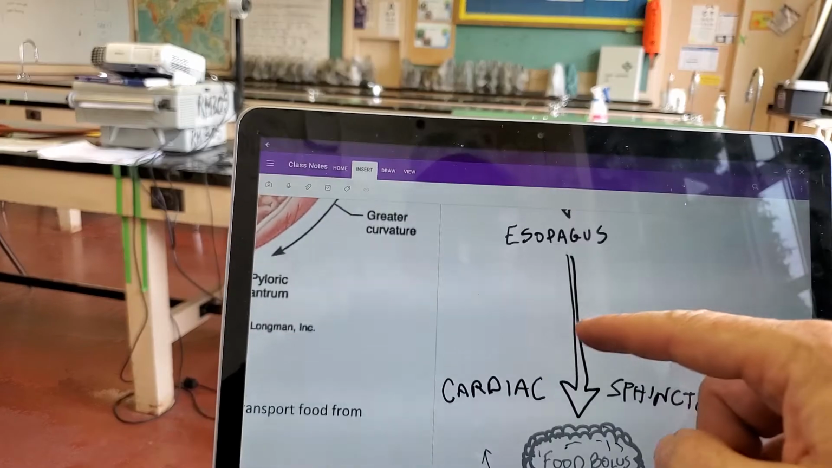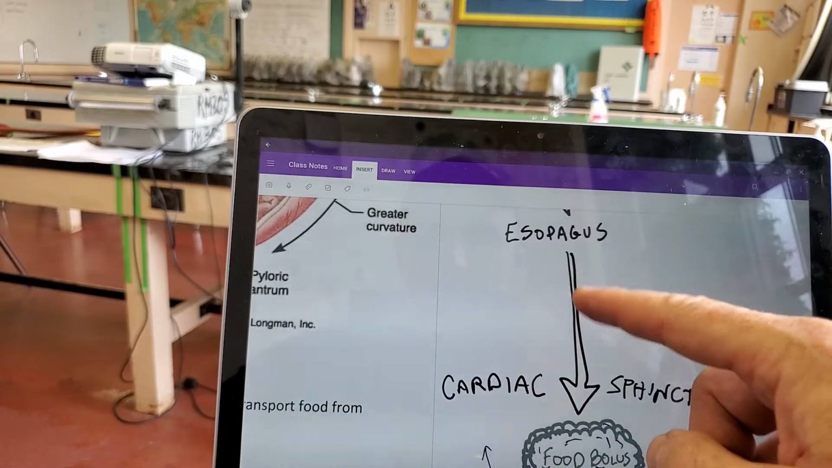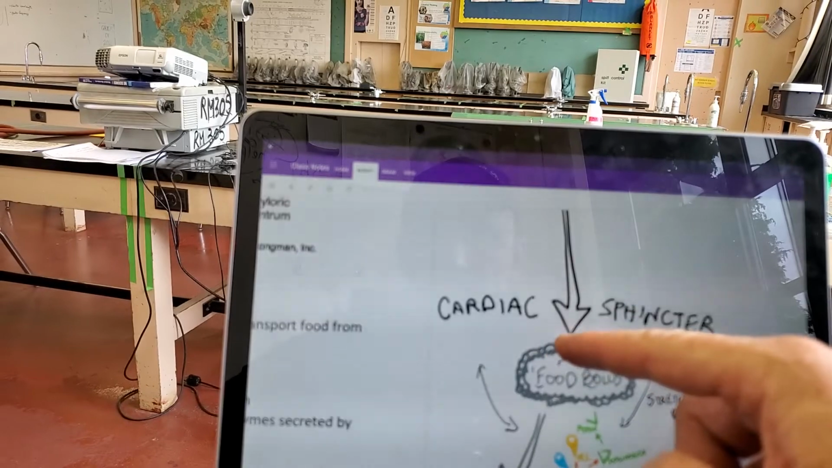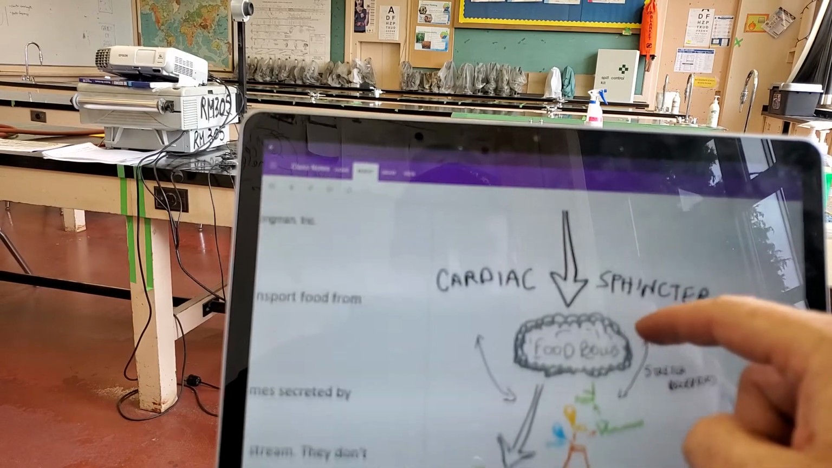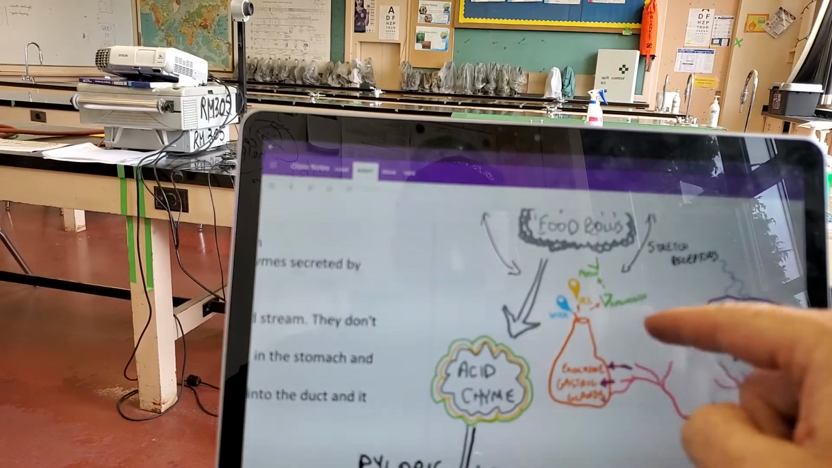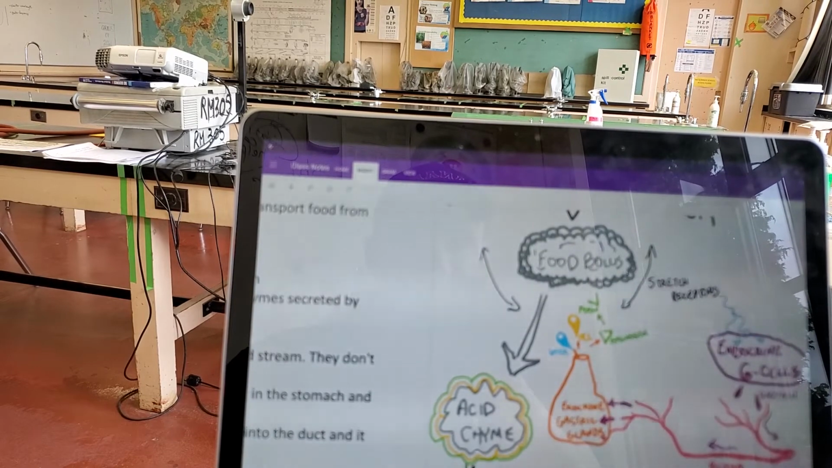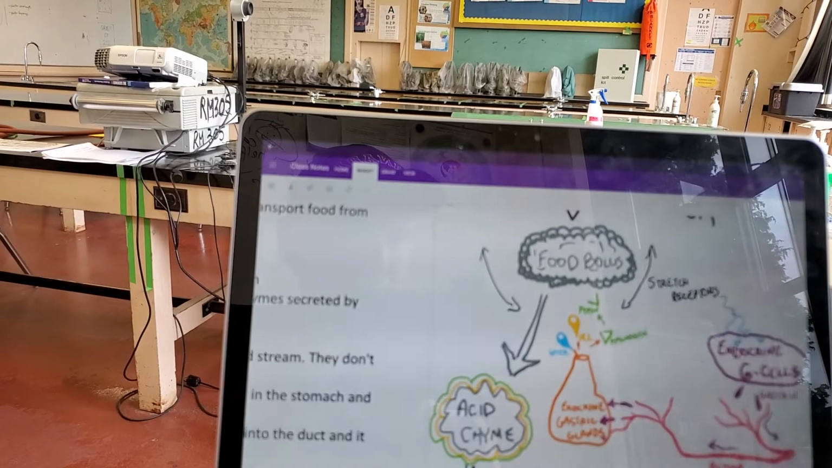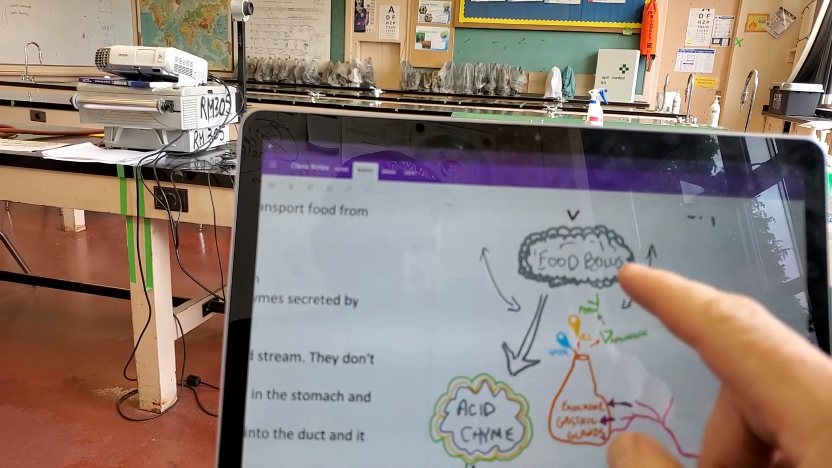Peristalsis pushes the food bolus down to the cardiac sphincter, which opens and lets the food bolus into the stomach. In the stomach, don't focus on me, you silly thing, focus on the food bolus. Don't focus on my reflection.